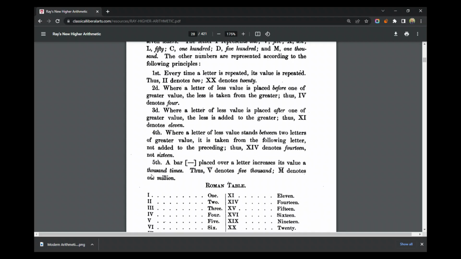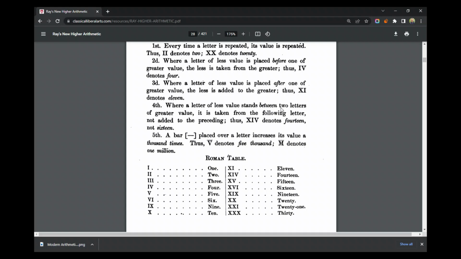The fourth principle of Roman notation, where a letter of less value stands between 2 letters of greater value, it is taken away from the following letter. So here we see the letter X, which represents 10, and the letter V, which represents 5, and in between them we have the letter I, which represents 1. Should we add 1 to 10, or should we subtract 1 from 5? This fourth principle tells us that when this happens, that lesser letter in the middle should be taken away from the letter that follows it. So this 1 will not be added to 10. This 1 will be taken away from 5. So XIV means 10 and 1 from 5, which is 4. 10 and 4 makes 14.